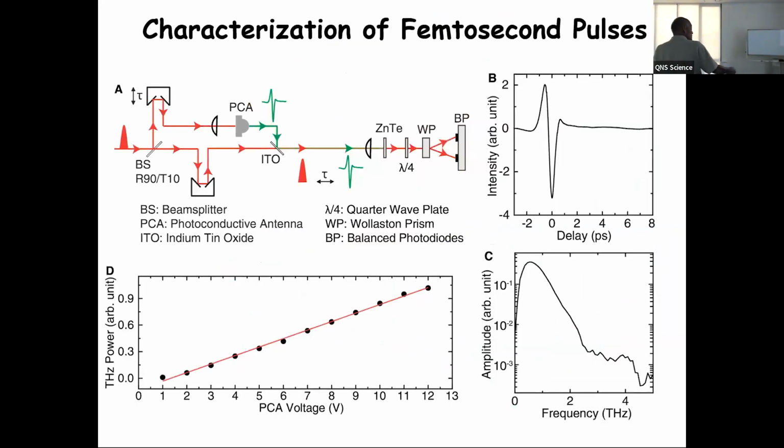This is the way to measure the electric field of the terahertz, by so-called EO sampling, electro-optic sampling. So you need to know what the terahertz field is, and it is given by this. As a function of delay, you have an intensity, so you have a pulse in the time domain. You do a Fourier transform and go to the frequency domain, and that gives you the bandwidth of the terahertz for this setup.